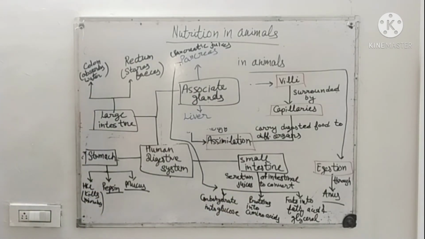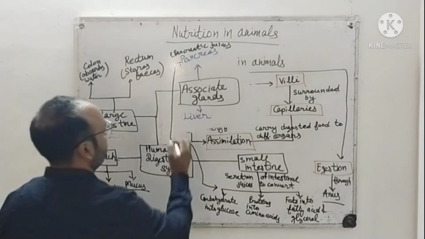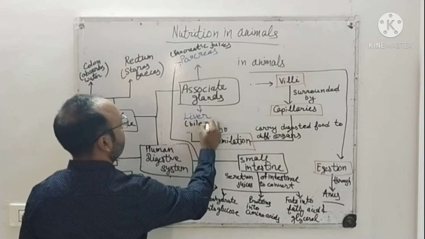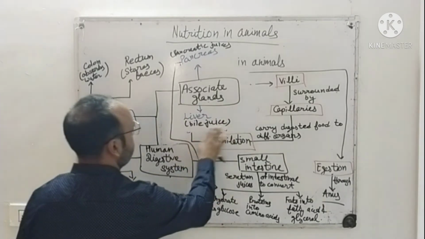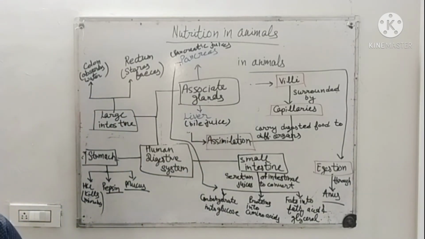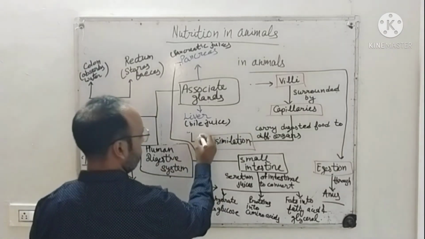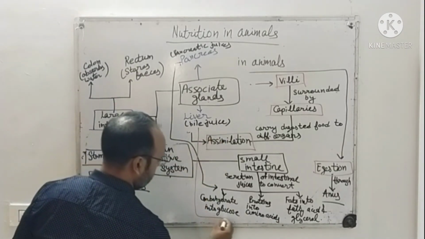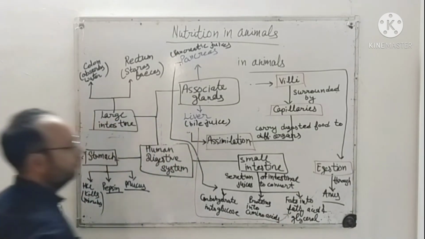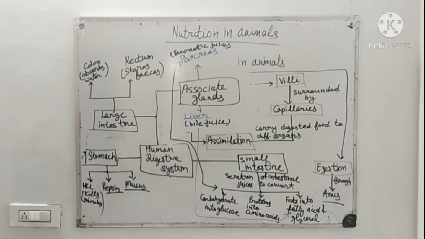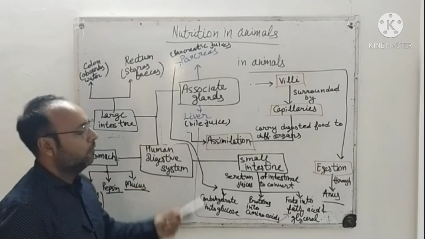On the other hand, the liver secretes bile juice, and what function does it perform? We know that it converts the third one, fats into fatty acids. So this is all about the digestive system.